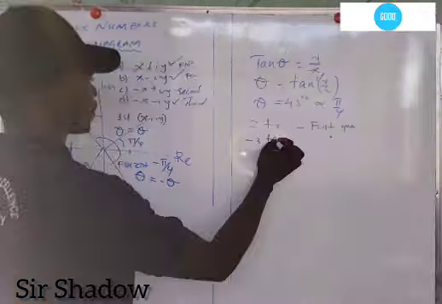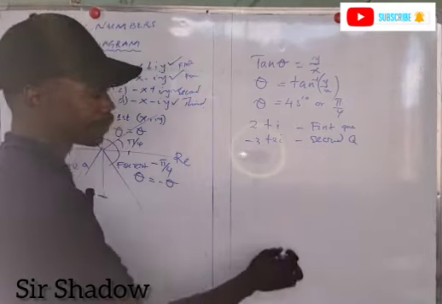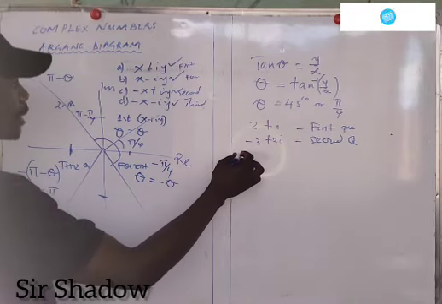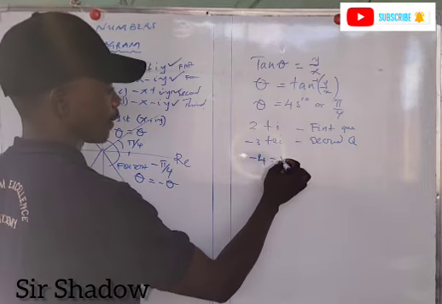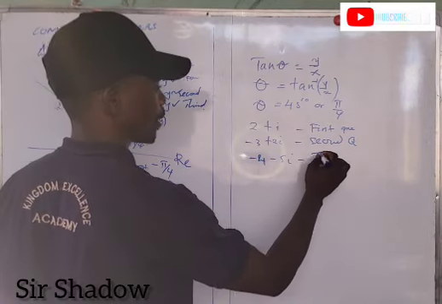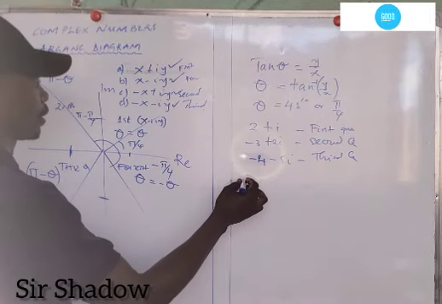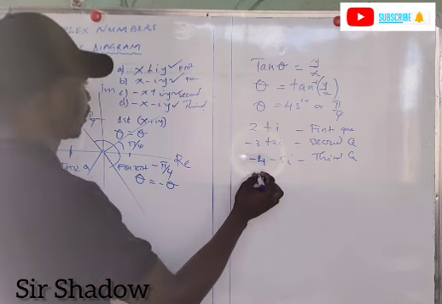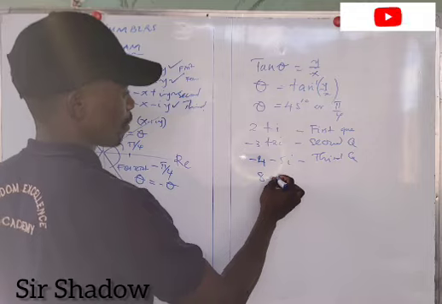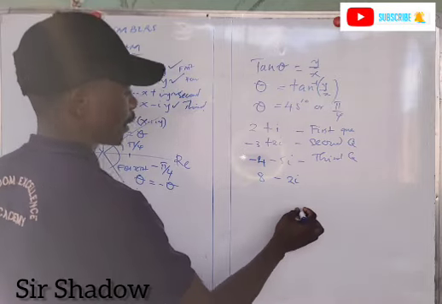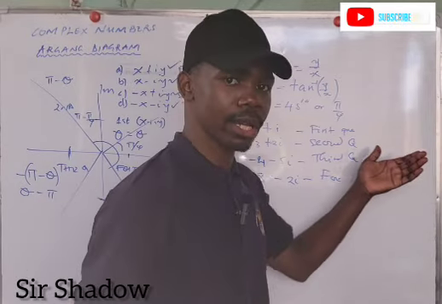So we have to consider 2i, right? This one becomes the second quadrant. Then let's consider the third quadrant, which is minus 4 minus 5i. This one becomes the third quadrant. Then the fourth quadrant: let's say we have 8 minus 2i. This one becomes the fourth quadrant. This is how to observe and indicate your solutions on the Argand diagram.